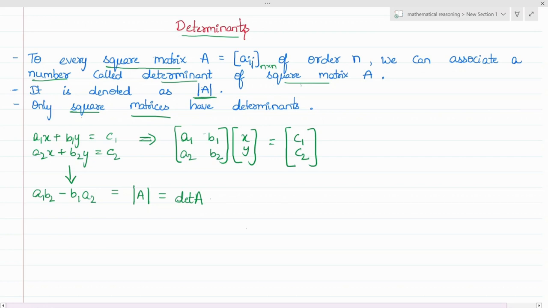It is read as det of A, not modulus of A. Okay. Now let's see a few examples.